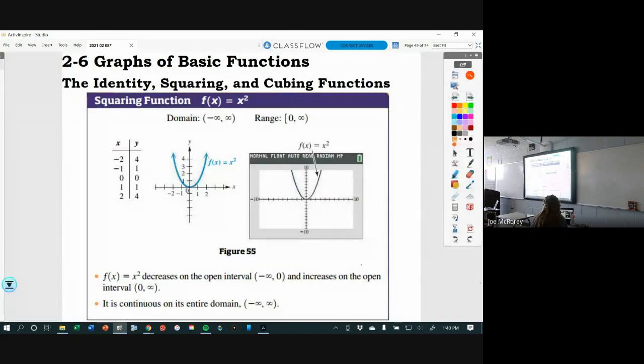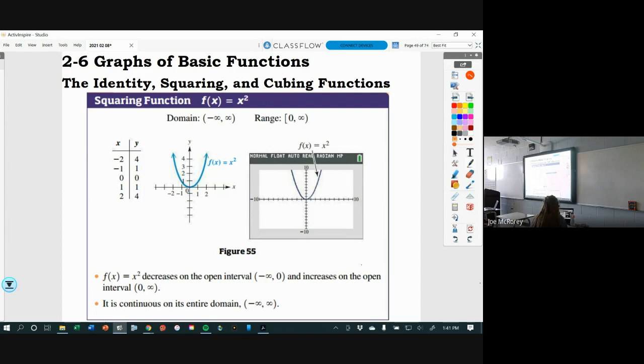Y equals x squared, called the squaring function. The domain, x can be anything. So the domain is from negative infinity to positive infinity. The range, oh, it can't be everything, can it? Because a parabola has a low point or a high point, but the parent function has a low point. The lowest it can go is 0. And from there it goes to infinity. So the range is from closed interval 0 up to open interval infinity.